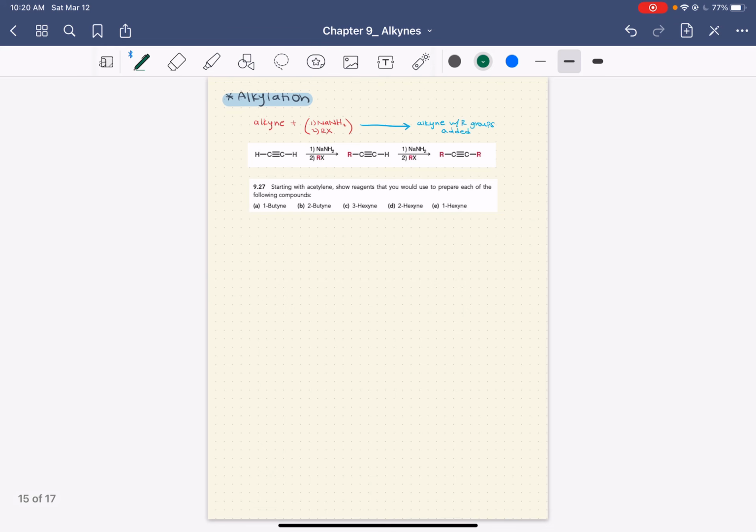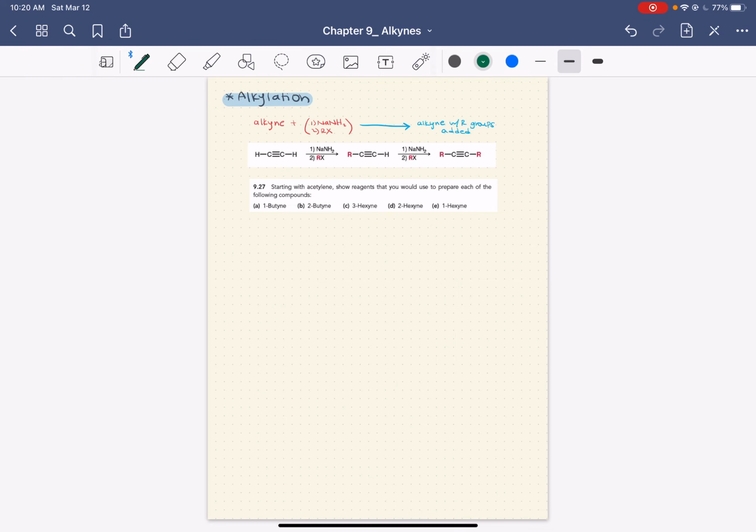All right, fantastic. We'll get to a few practice problems for that in a second, but we want to talk about our last topic of this chapter. At the start of this chapter, we discussed the reagent sodium amide, how it can deprotonate a terminal alkyne. This is very cool because we can take our alkynide ion and treat it with an alkyl halide, and the ion will act as a nucleophile.